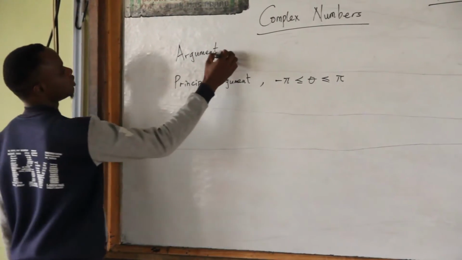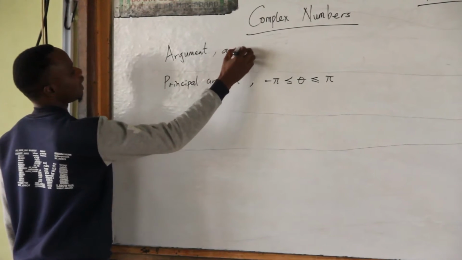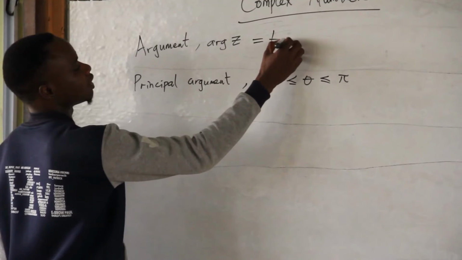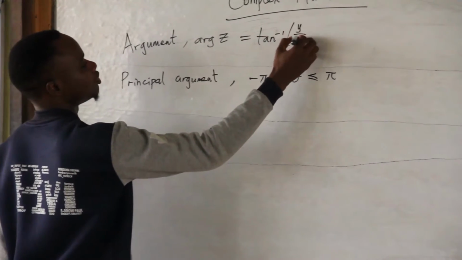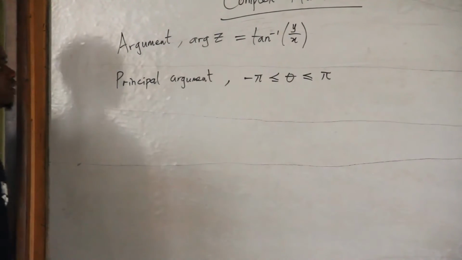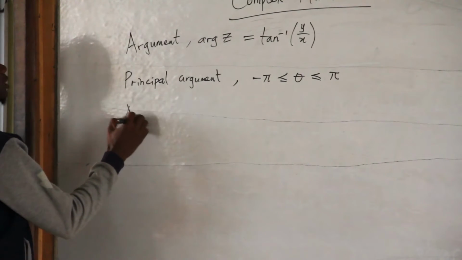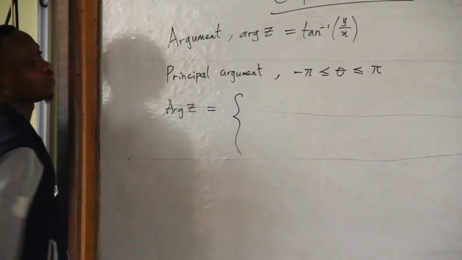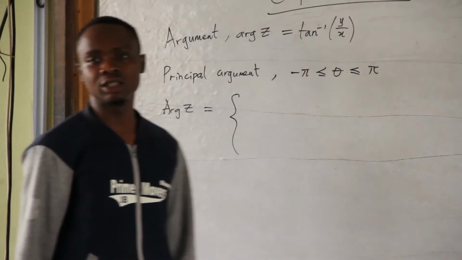So it means that if I want to get the principal argument, I know the general argument can be written as arg Z, which is generally given by tan inverse of y over x. And we saw that the principal argument will be written as Arg Z, which will depend on what you are working with. Do you understand this?